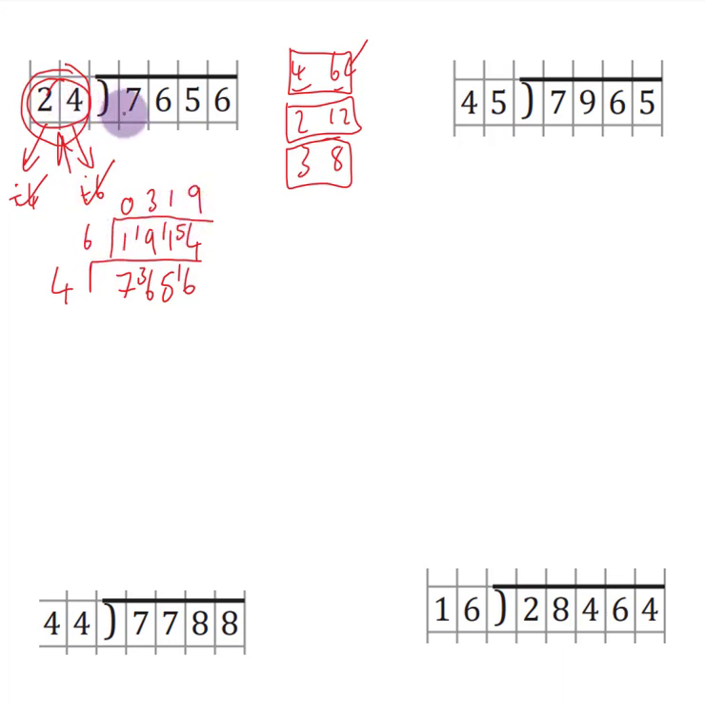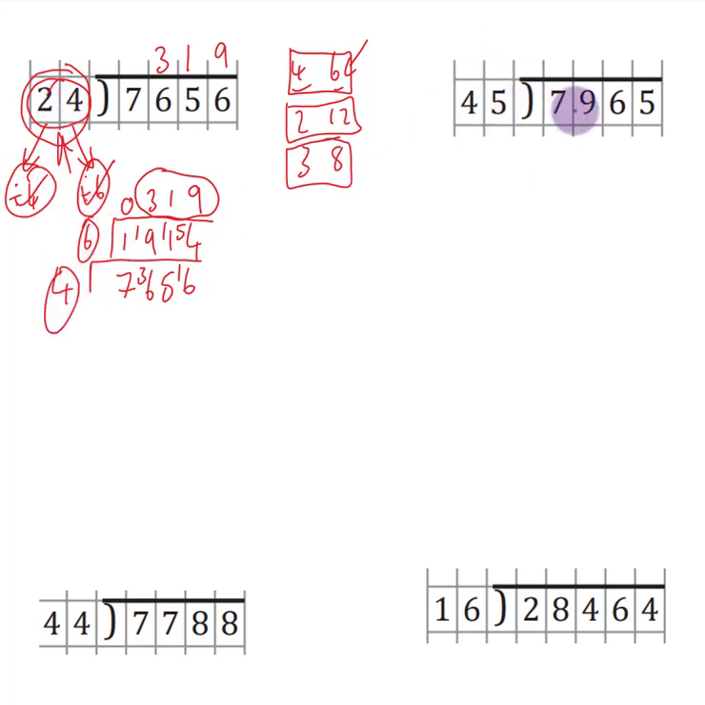So we've got 24 into 7,656. The answer would be 319. Okay, so it just makes life a lot easier when, instead of dividing by the big number, you think of two numbers that multiply together to make that number and divide by those two numbers.